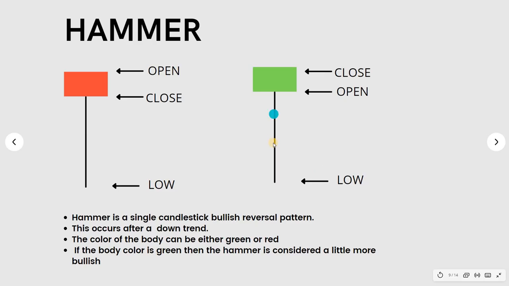A hammer can happen during a downtrend. Let's say the price is going down, and you see a hammer like this. I'm not that good at drawing, but if you see a hammer, it means there is a high chance that the price might reverse from this point. The first thing to keep in mind is that the hammer pattern can act as a reversal candlestick pattern.